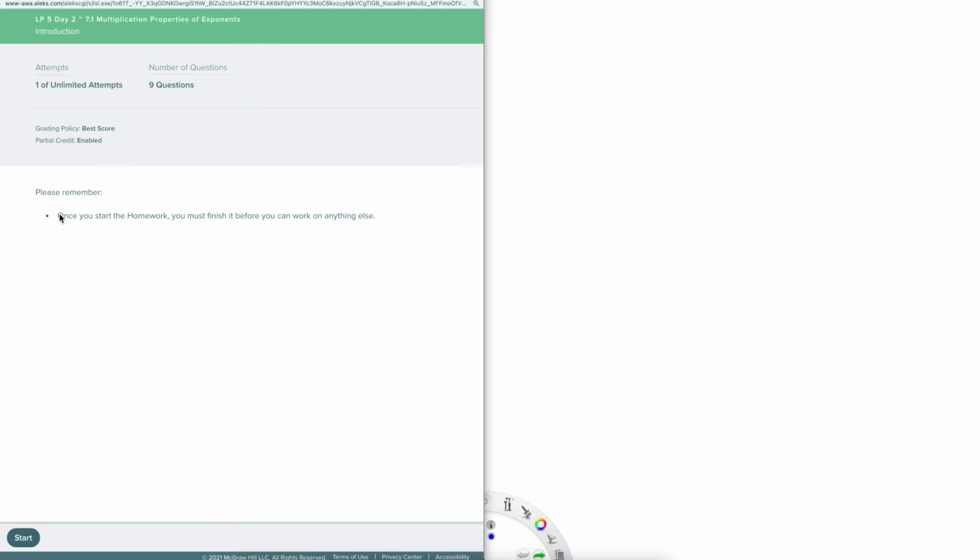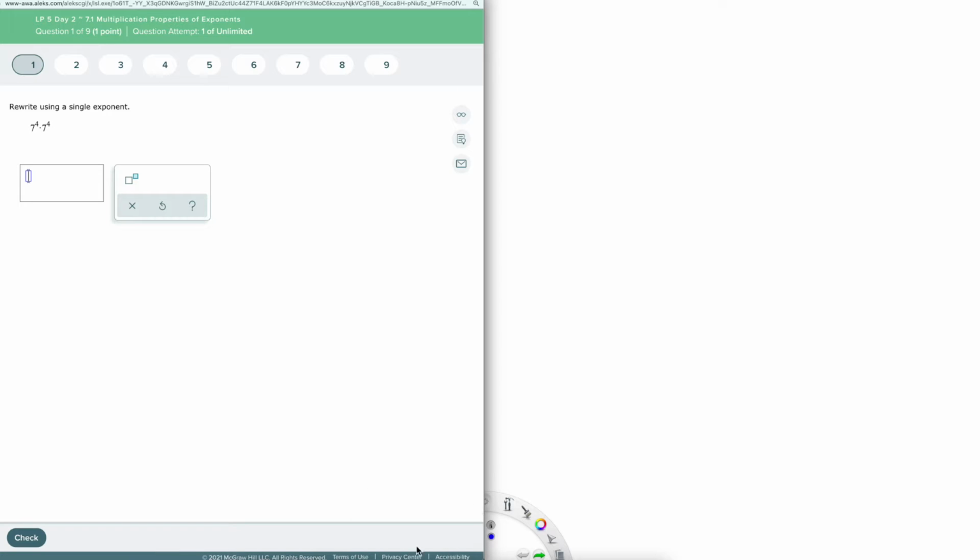Down here it says once you start your homework, you must finish it before you can work on anything else. So that means once I click start here, down in the bottom right corner, you will see the words submit assignment. At this point, no matter what, even if you don't start anything or if you only do a couple of these, you need to click submit assignment.